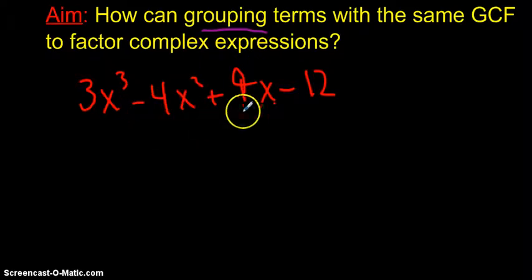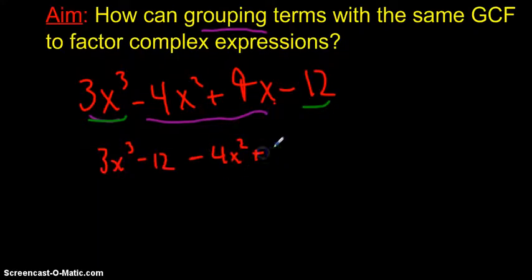Let's group these middle 2 terms together, and these end 2 terms together. So those 2 and these 2. So I'm going to rewrite it. So that's 3x to the third minus 12, negative 4x squared plus 9x.